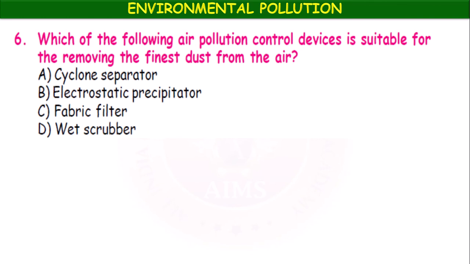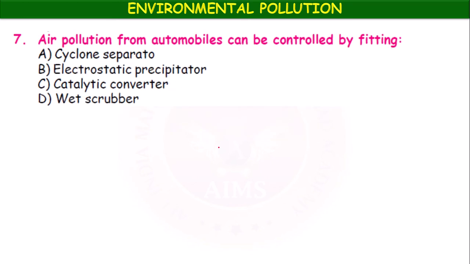Which of the following air pollution control devices is suitable for removing the finest dust from the air? Cyclone separator, electrostatic precipitators, fabric filter, wet scrubber. It is electrostatic precipitators. Air pollution from automobiles can be controlled by fitting cyclone separator, electrostatic precipitator, catalytic converter, or wet scrubber. It is the catalytic converter.